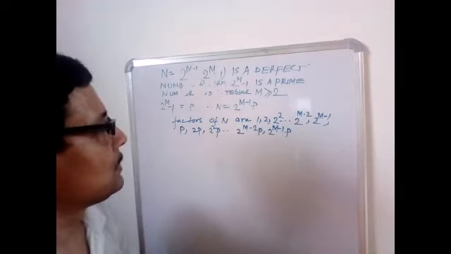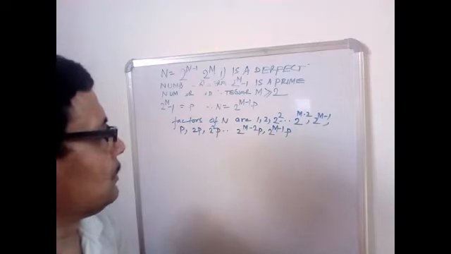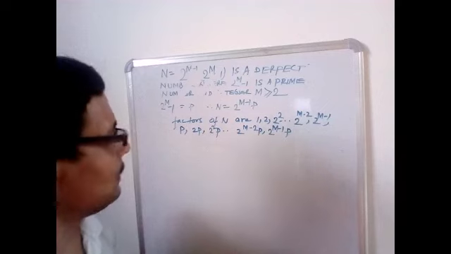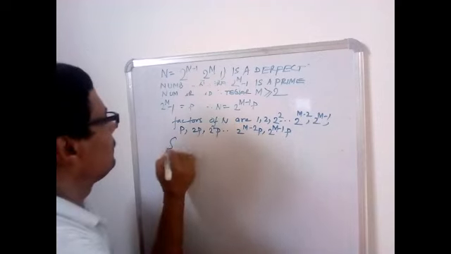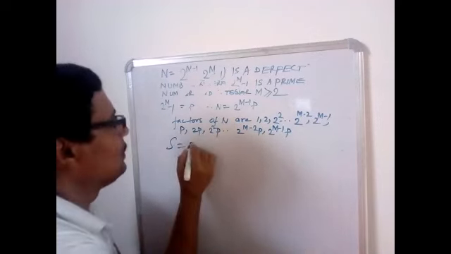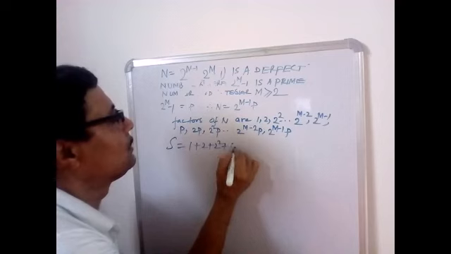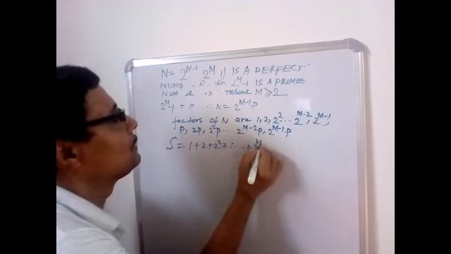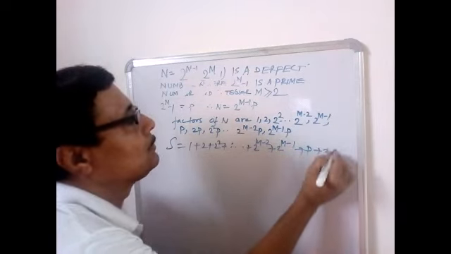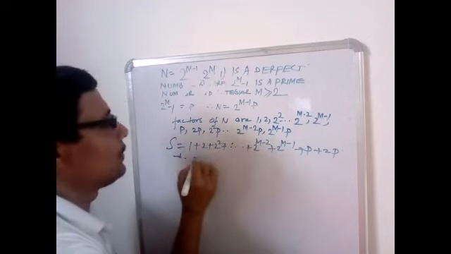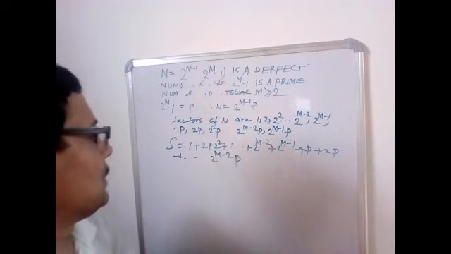Here, the proper factors are 1, 2, 2 square, dot dot, 2 to the power m minus 2, 2 to the power m minus 1, p, 2p, 2 square p, dot dot, 2 to the power m minus 2 into p. 2 to the power m minus 1 into p is not a proper factor. So, here we take the sum of the proper factors. Let s equal to the proper factor sum, which is 1 plus 2 plus 2 square plus dot dot 2 to the power m minus 2, plus 2 to the power m minus 1 plus p plus 2p dot dot 2 to the power m minus 2 into p. This is the proper factor sum.